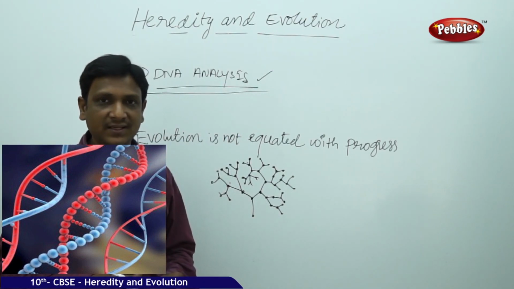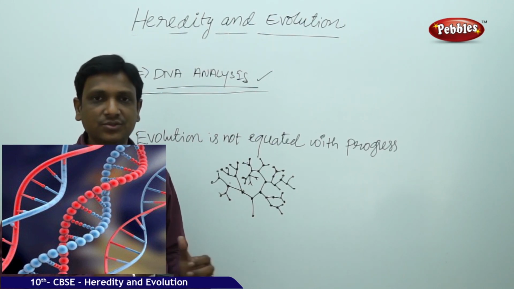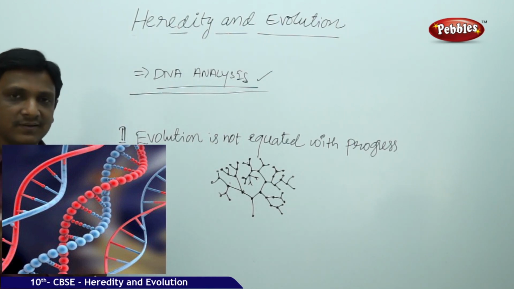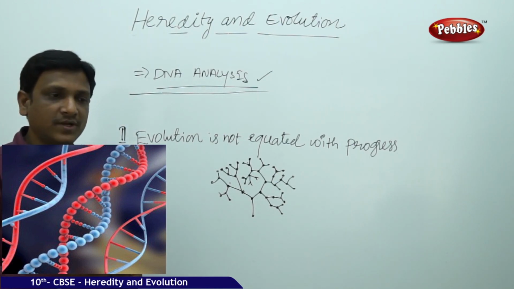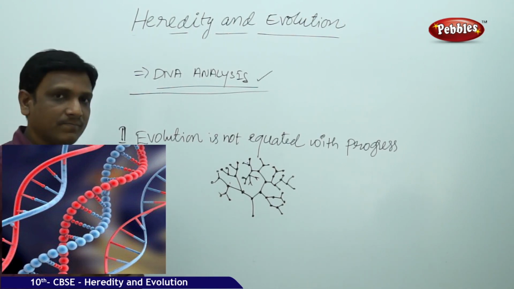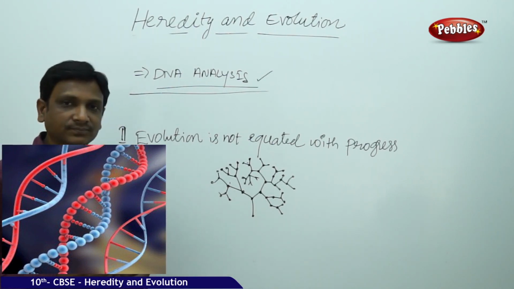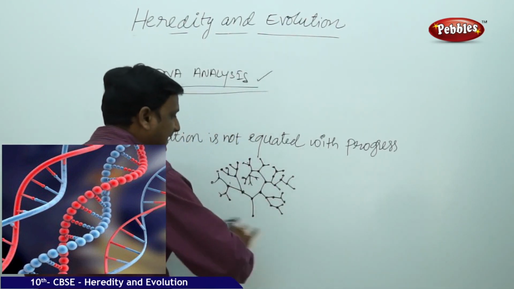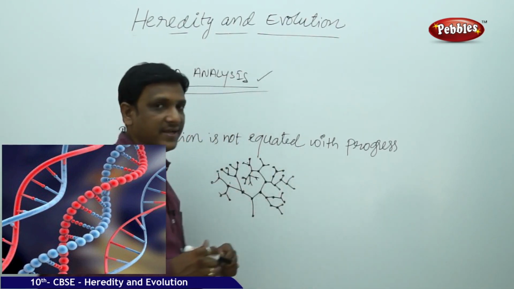Evolution doesn't mean that the extinction of one organism leads to the development of new species. From one common ancestor, two different groups of organisms may evolve. So that is one thing, and this is not progress. It is not linear growth. It is not a growth like a chain. It is like a tree. It is expanding.